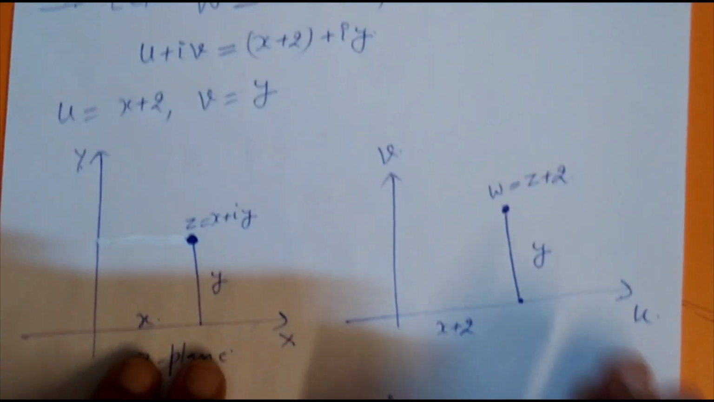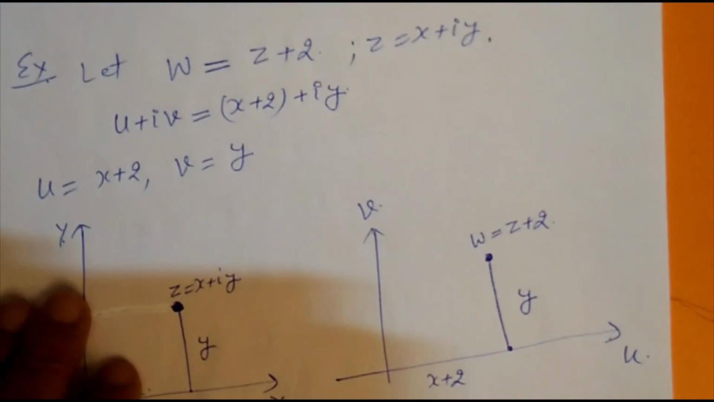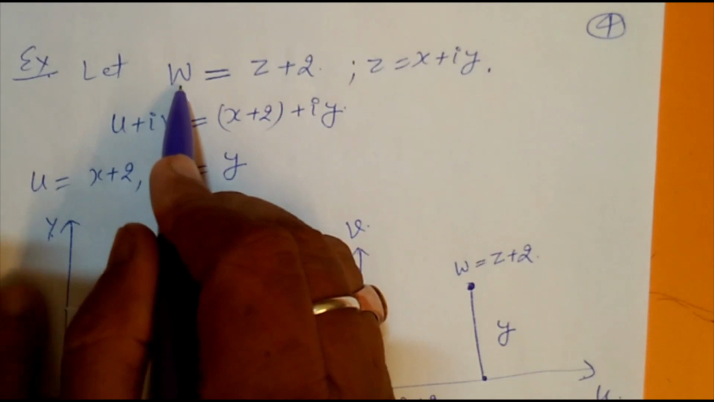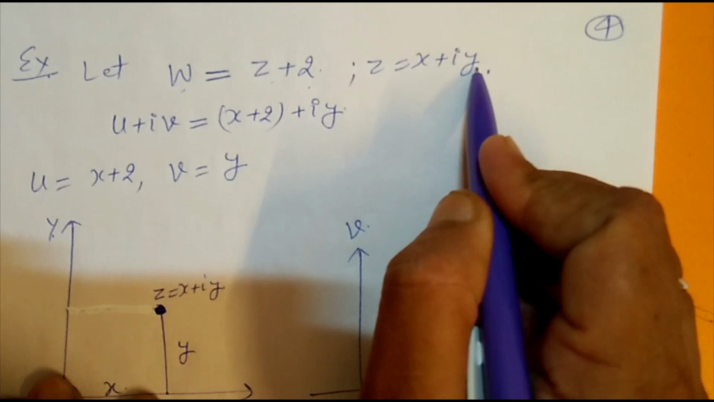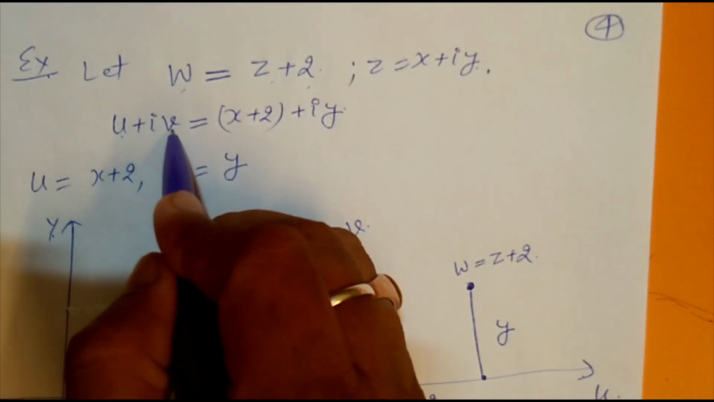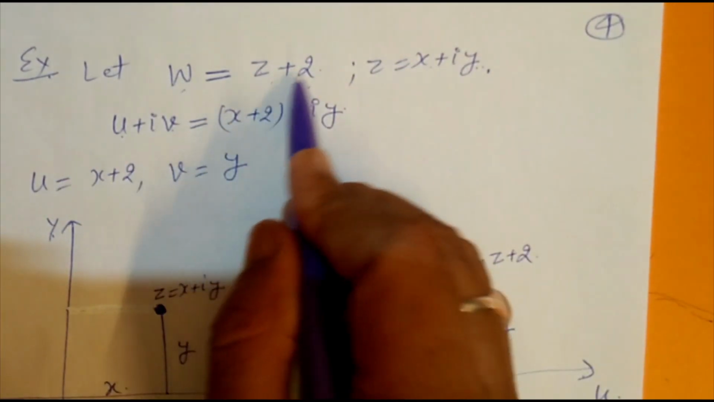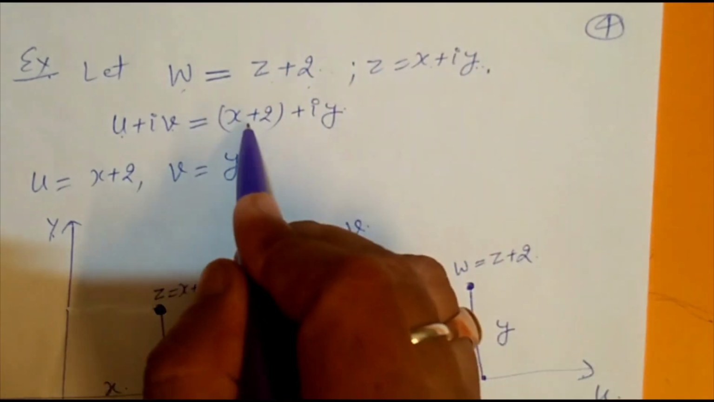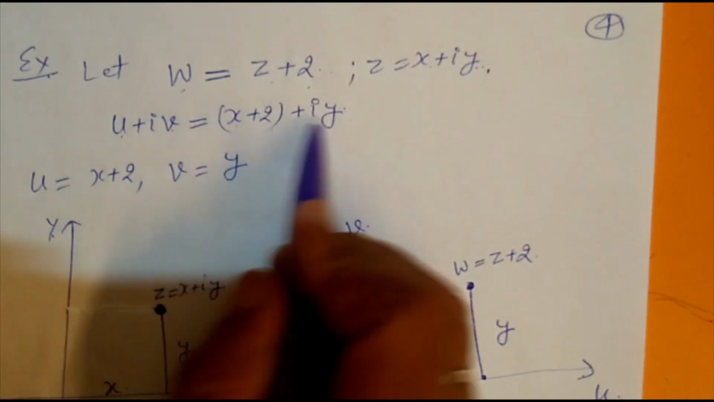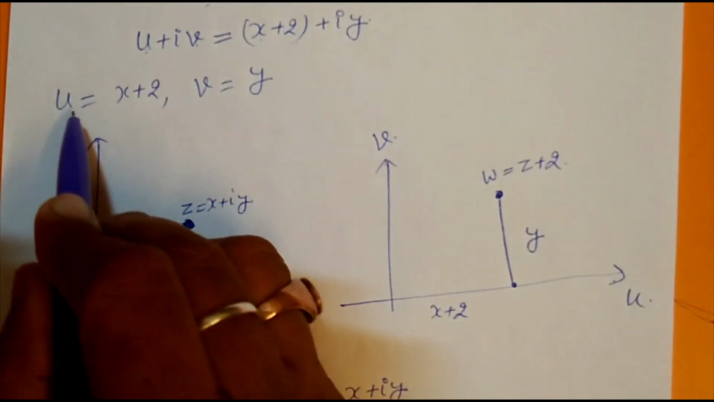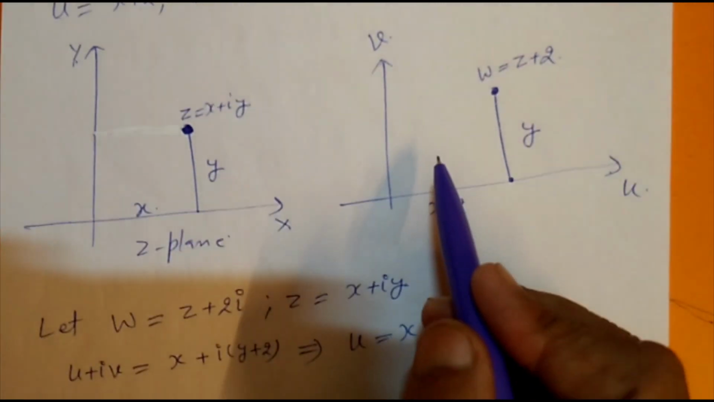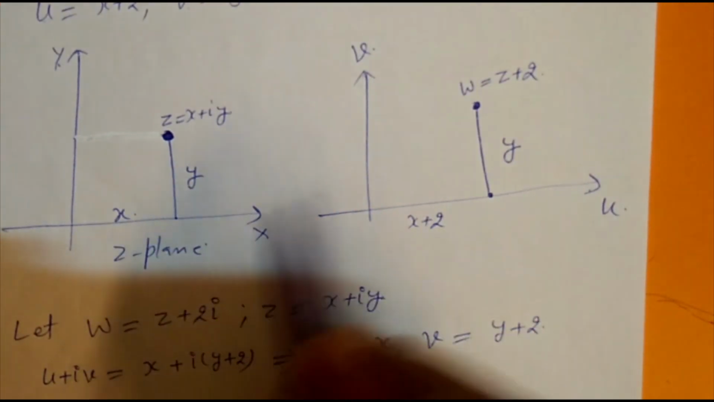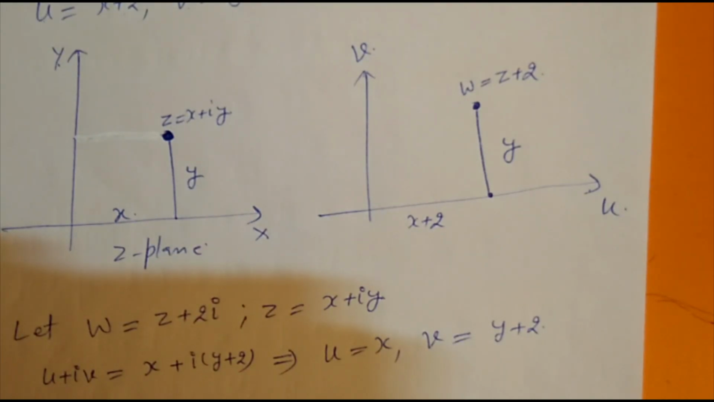Now for an example related to translation, let we have a mapping w is equal to z plus 2, where z is equal to x plus iota y. So we know that w is u plus iota v, z is x plus iota y plus 2. So x plus iota y plus 2 means x plus 2 plus iota y. Comparing both sides' real and imaginary parts, we obtain u is equal to x plus 2, v is equal to y.